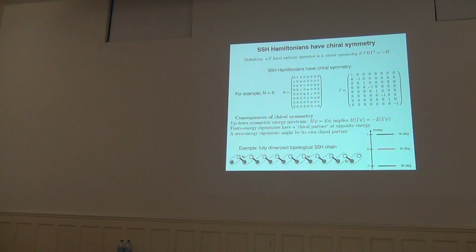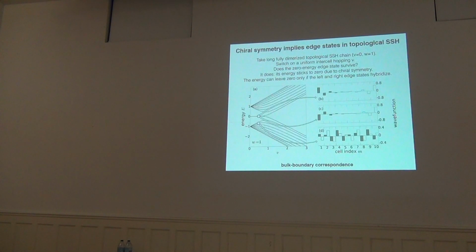Okay, and that's going to be an important fact for the argument which comes now. So there are two options. The more interesting option is when I take a 0 energy state, and if that's its own chiral partner, that's a very interesting thing, as we will show in a minute. Because now I want to go to the question, what happens if I start to go away from this fully dimerized limit? What happens to these edge states?